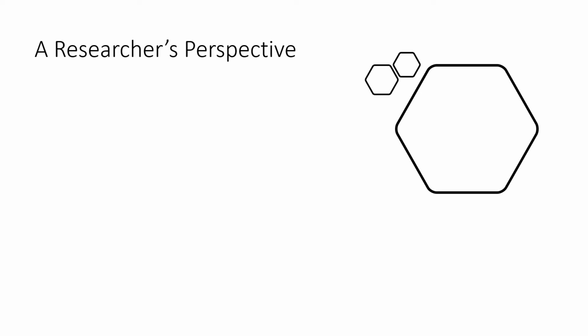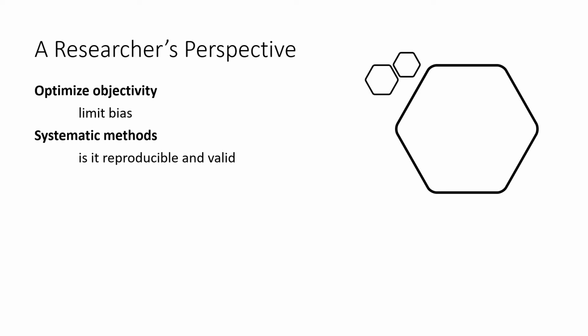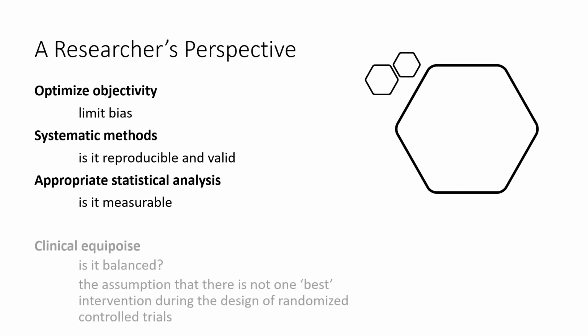So let's take our researcher's perspective into consideration. When we're doing research, we want to make sure that we are optimizing objectivity, which ultimately comes down to limiting bias. We want to make sure that we're using systematic methods, and that is really about reproducibility and validity, which we will talk about in later weeks. We want to make sure that we are using the appropriate types of statistical analysis. And statistical analysis isn't just about the numbers, and we will talk more about that when I talk about qualitative and quantitative research. Ultimately, what it means is what we are looking at, is it measurable?